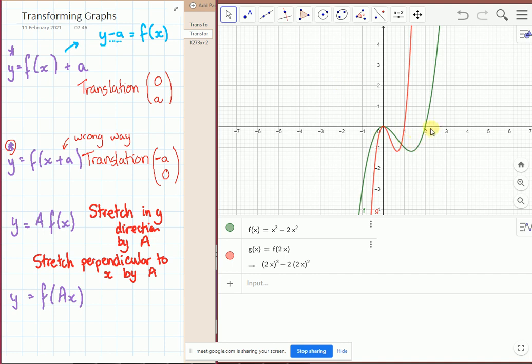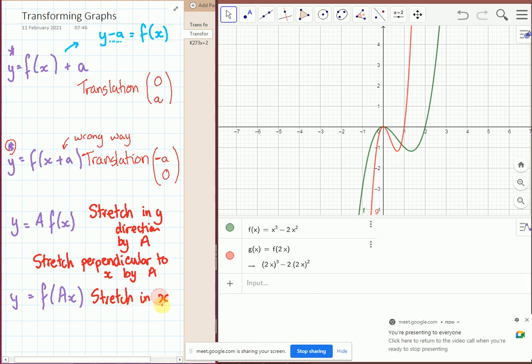Well, if I go to this point here, it's gone down from 2 down to 1. This point here has gone halfway towards the y-axis. This point here has gone halfway towards the y-axis. So this has been stretched in which direction? Yeah, it's an x direction. What's the factor though?